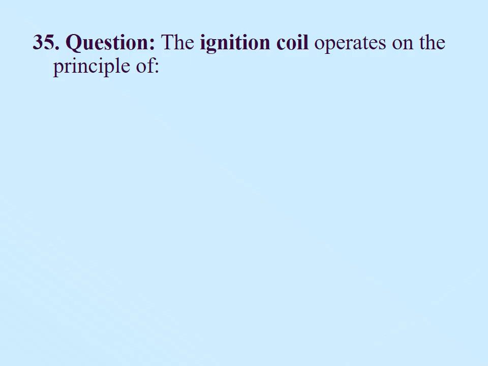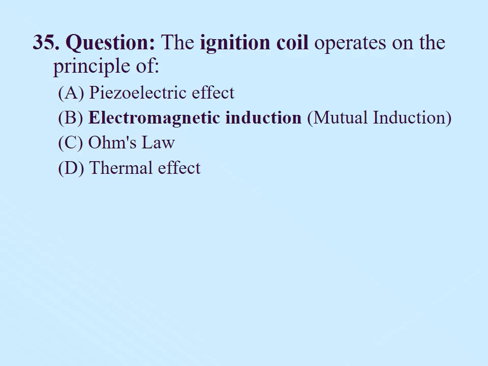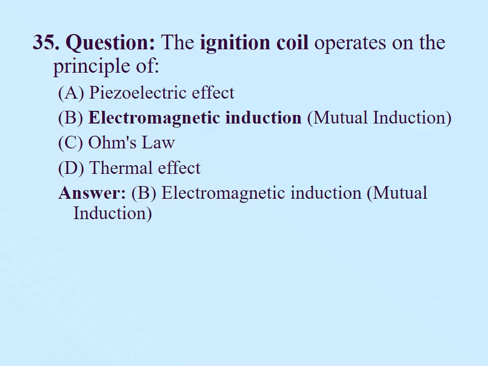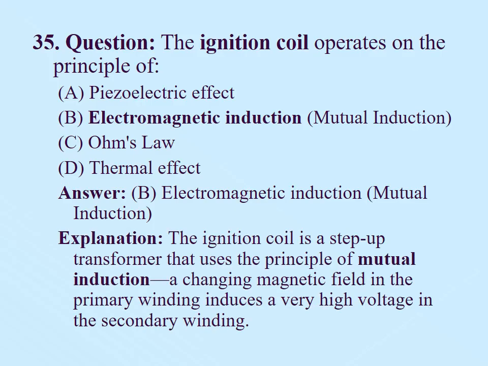Question number 35. The ignition coil operates on the principle of option A, piezoelectric effect, option B, electromagnetic induction, option C, Ohm's law, option D, thermal effect. The answer is option B, electromagnetic induction, meaning mutual induction. The ignition coil is a set of transformer that uses the principle of mutual induction. A changing magnetic field in the primary winding induces a very high voltage in the secondary winding.